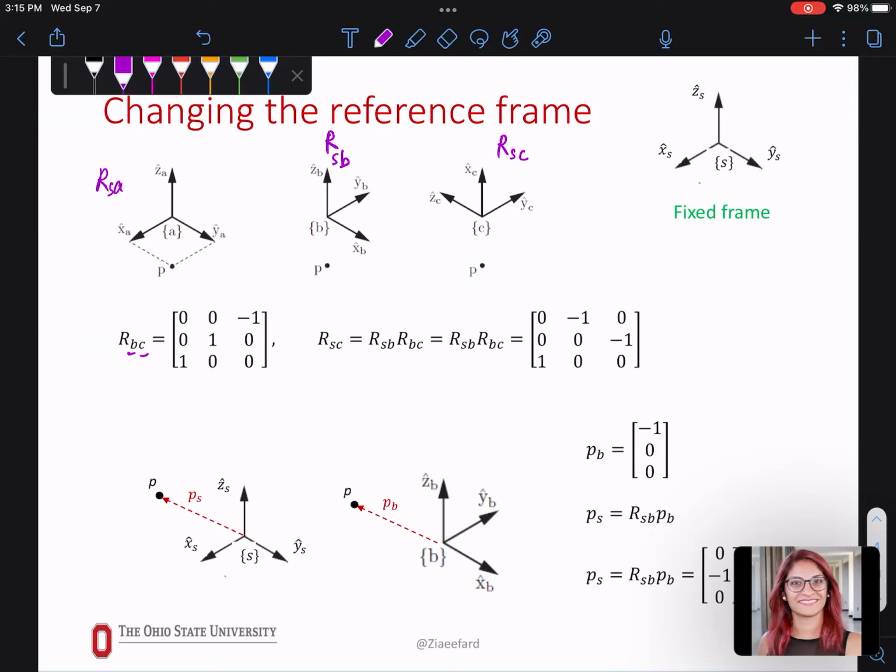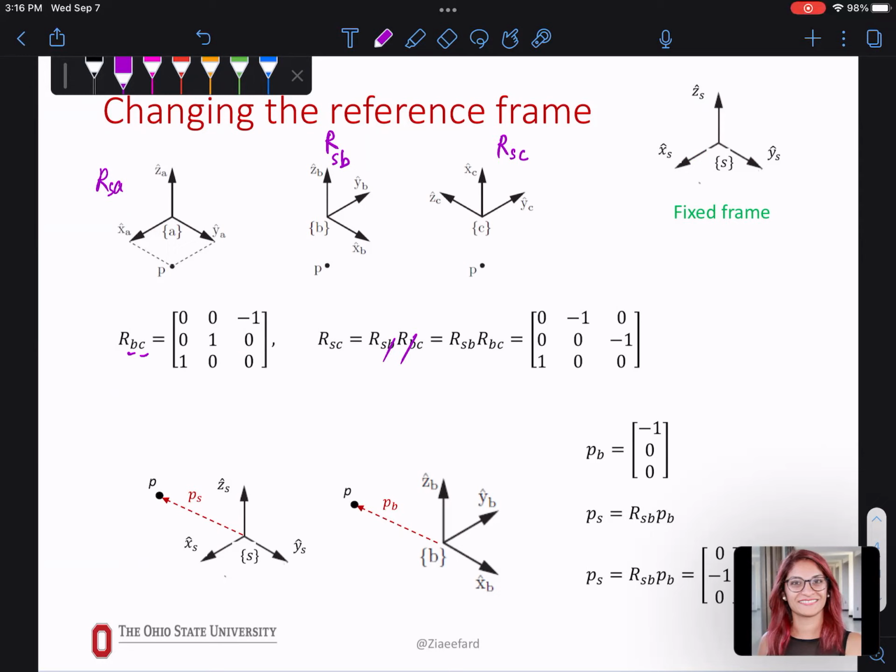Now, one trick is to find RBC. If you have RSB, you have RBC, you can find it, then you can use the subscript elimination to find the third rotation. So if you want RSC, you can say RSB, RBC, cancel, cancel, is going to give you RSC. So if you have two of them, you can cancel the subscript to get you the third. So how do you cancel? You multiply them together.